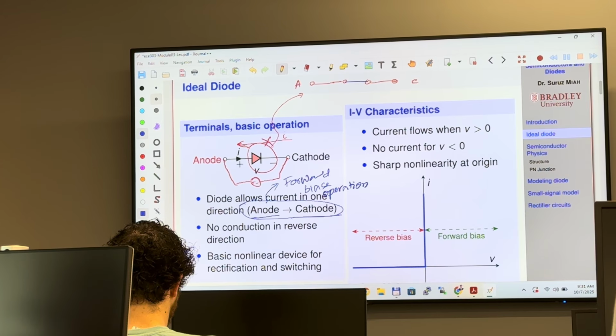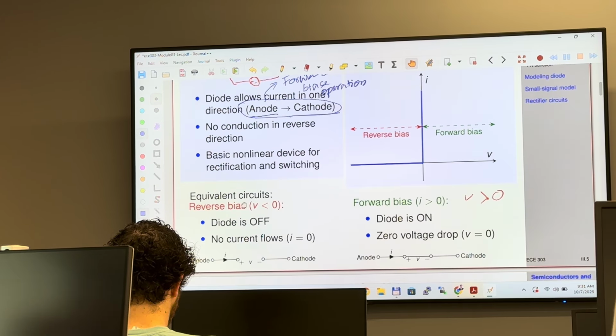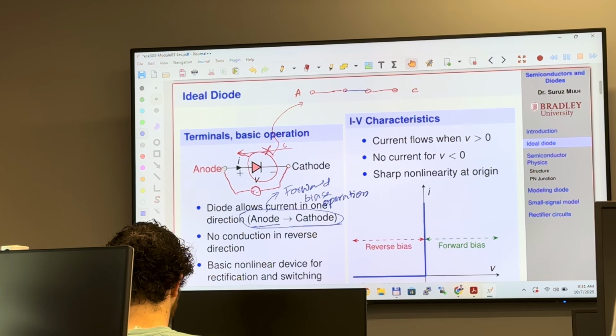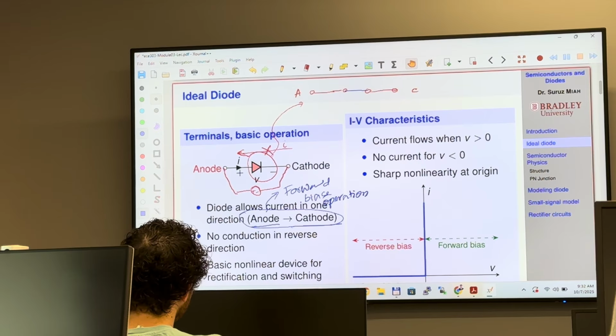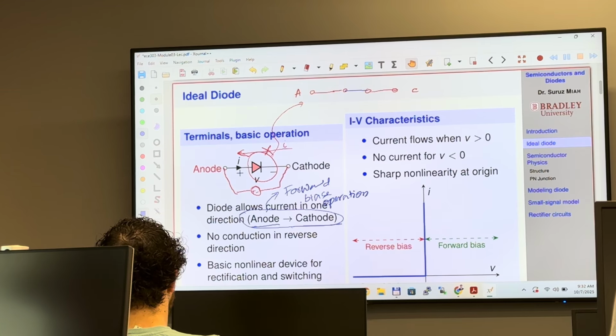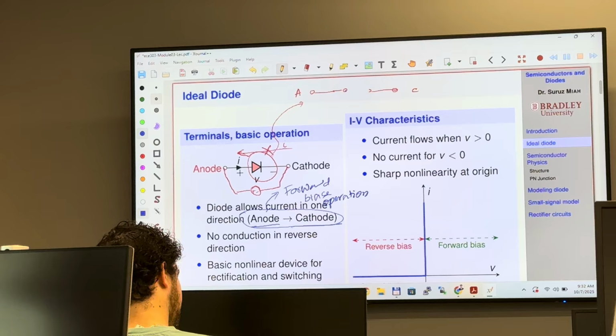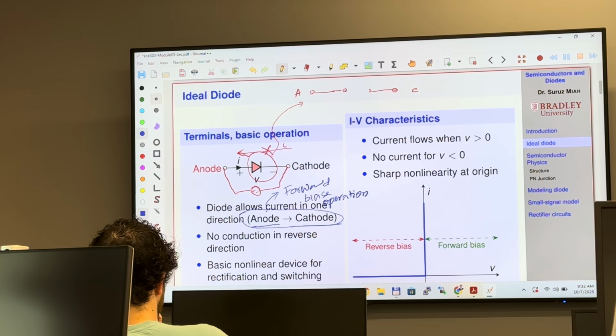If the voltage is negative, which means that we have a voltmeter with the positive terminal at the anode terminal and the negative terminal at the cathode terminal, and you see a negative voltage, that means it is in reverse bias condition, and you can just think of this diode as an open circuit. Nothing but simply open.